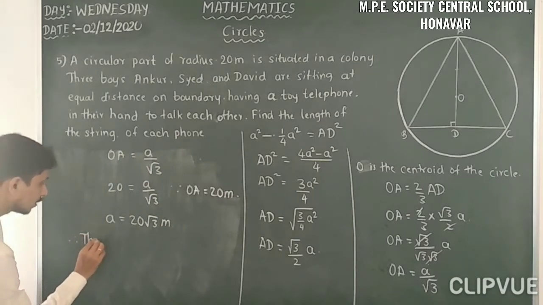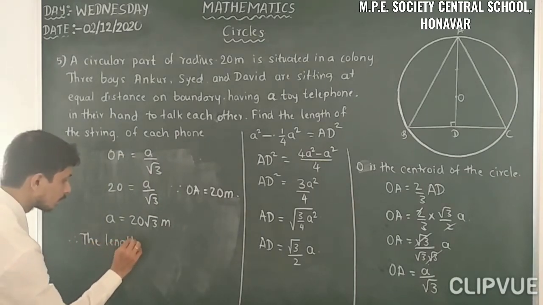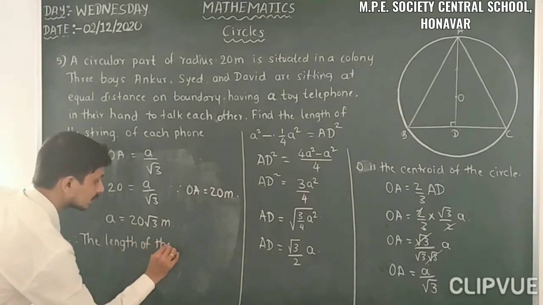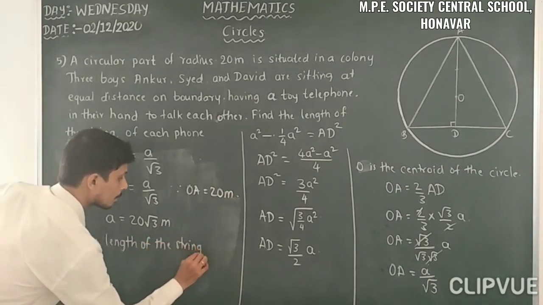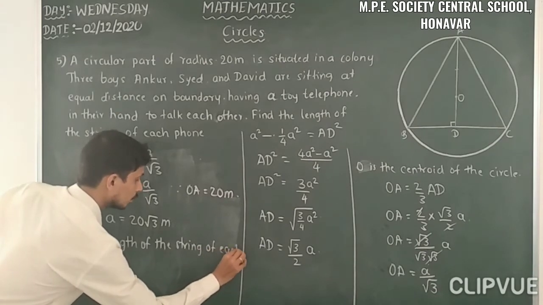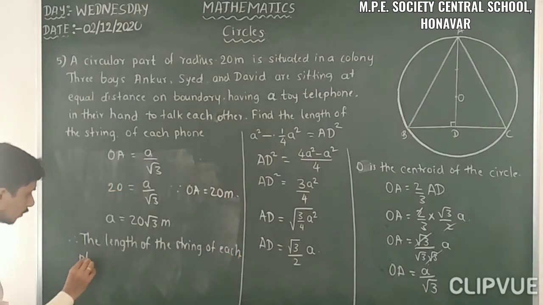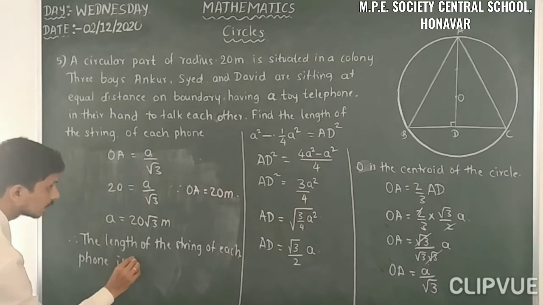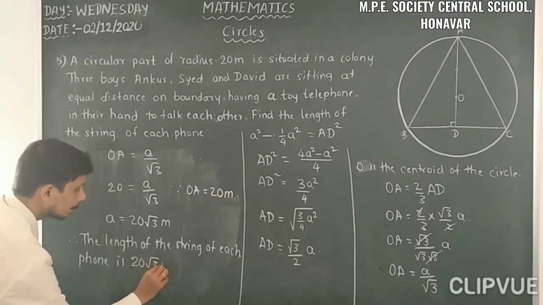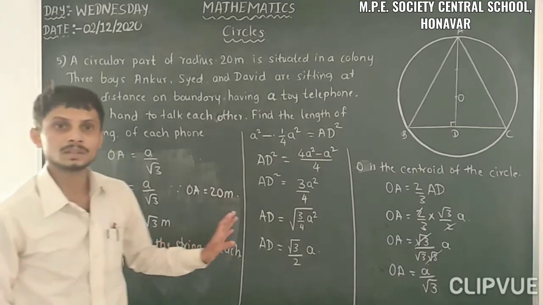Therefore, the length of the string of each pole is 20 root 3 meters. So we got it like this.